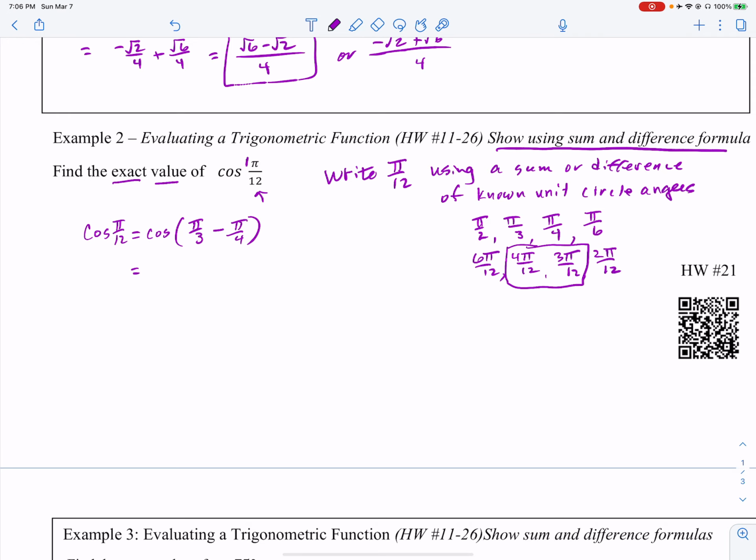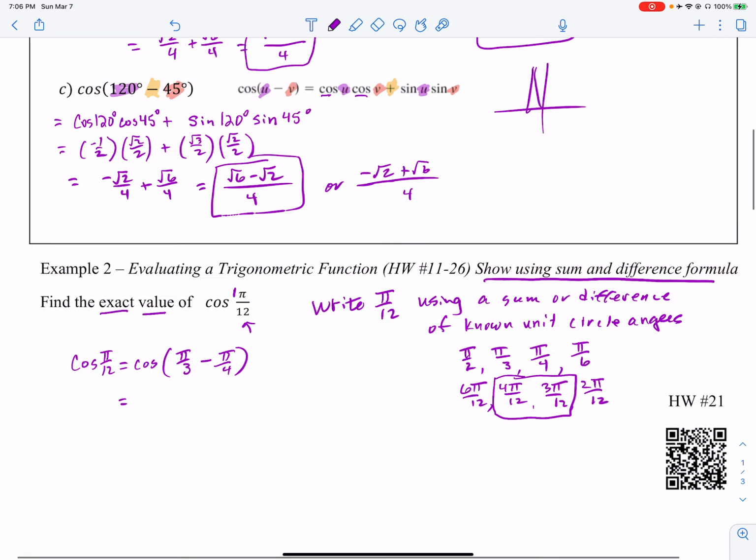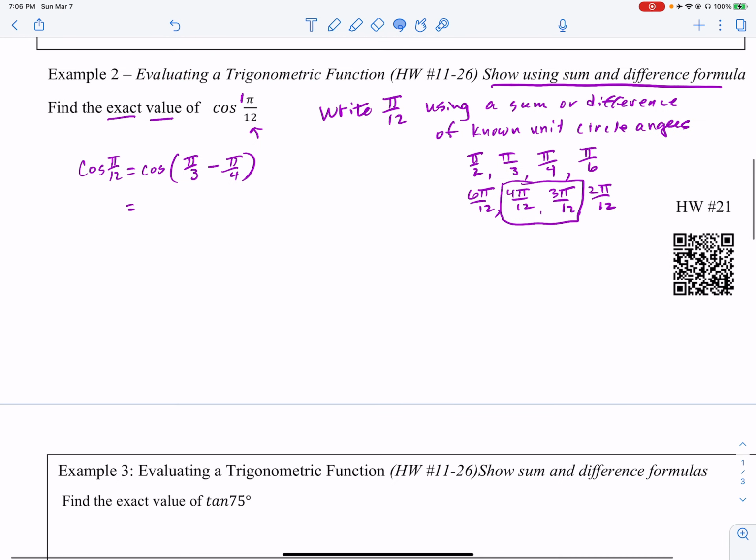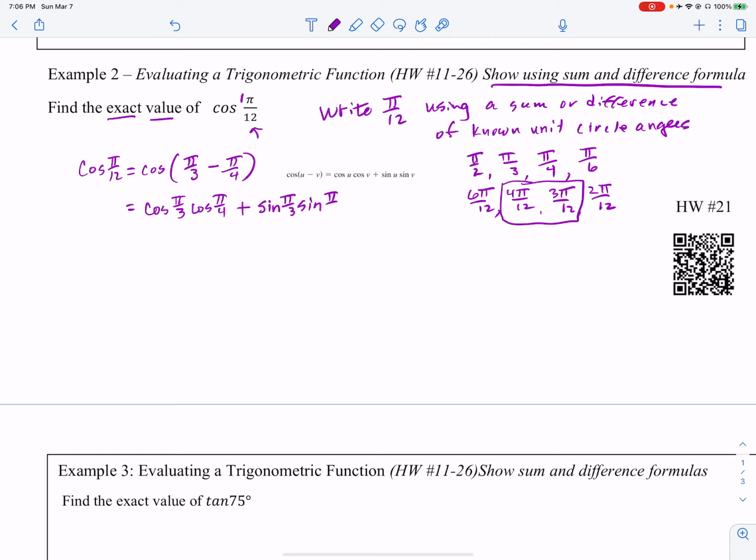All right, so now I need that cosine of a difference. I need to have cosine of the first angle, and then cosine of the second angle. And on cosine, when it's a difference, it's adding the terms. Then we change to sine, and we do sine of the first angle times sine of that second angle.